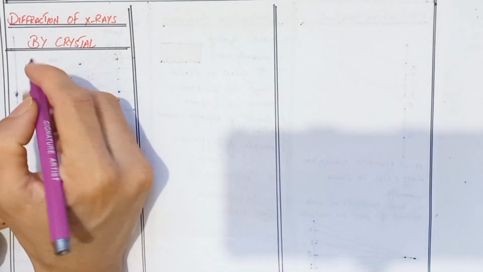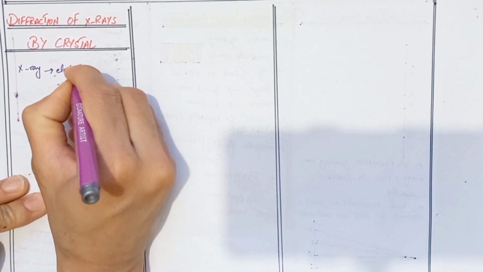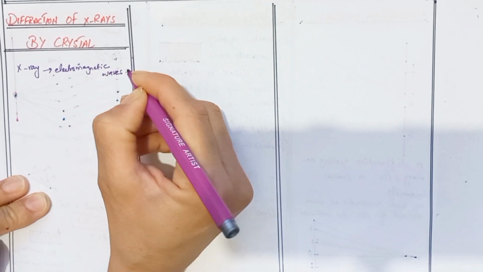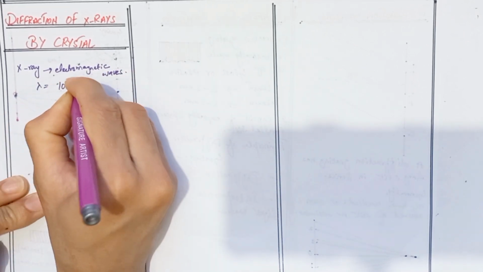Today we discuss the topic that is the diffraction of X-rays by crystal. We know that X-ray is an electromagnetic wave which has wavelength of 10 to the power minus 10 meter.